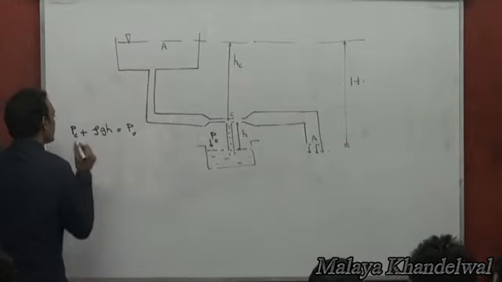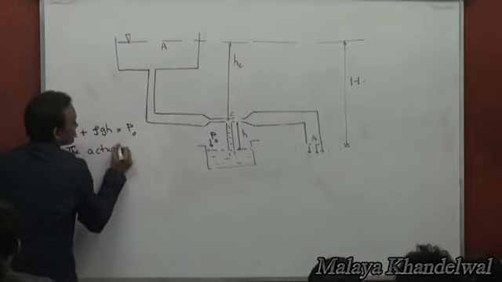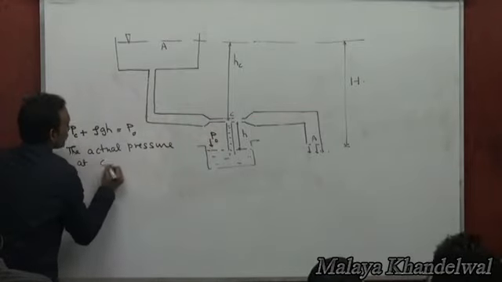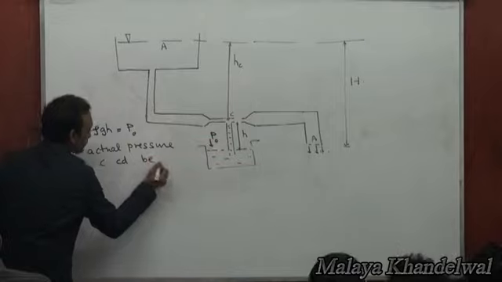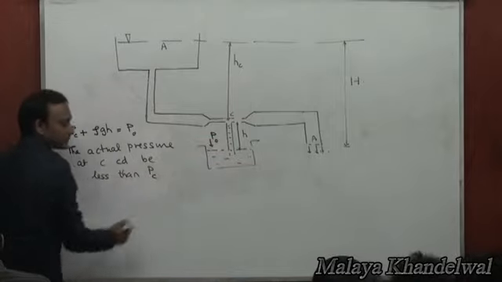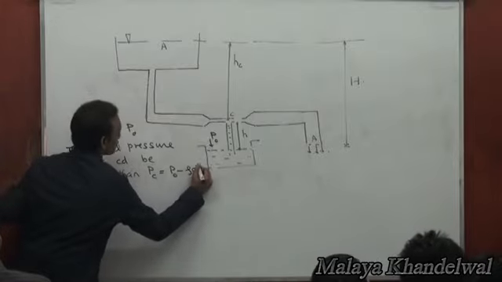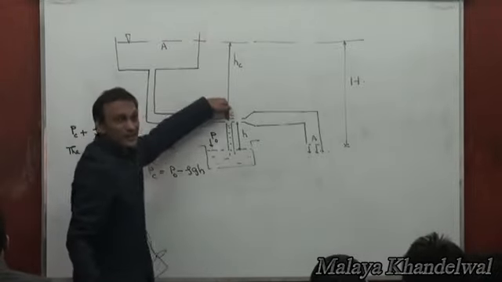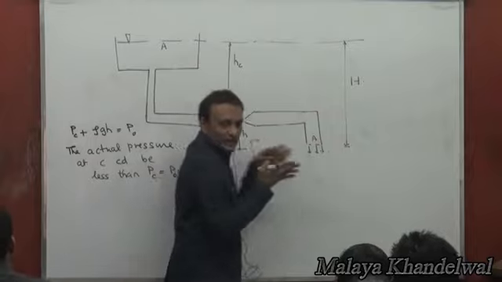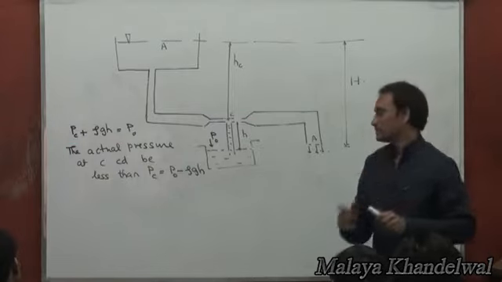That means the actual pressure at C could be less than Pc, that is Pc equal to P naught minus rho g h. The lower the pressure at C, the merrier it gets in terms of raising it to this height and causing it to join the main stream of flow, right? Isn't it?